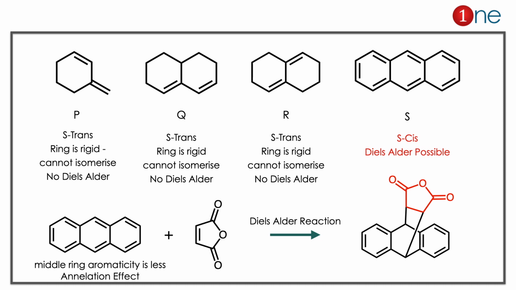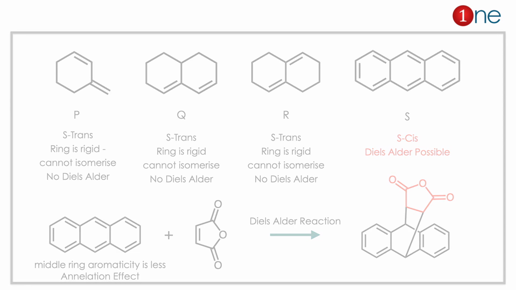Phenanthrene is a peculiar system. Even though it's aromatic, due to the annulation effect, the middle ring is less aromatic. So what really happens is it can undergo Diels-Alder reaction. So our answer is clearly yes there.